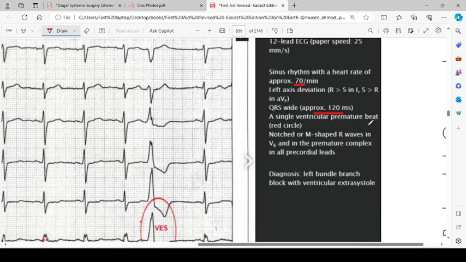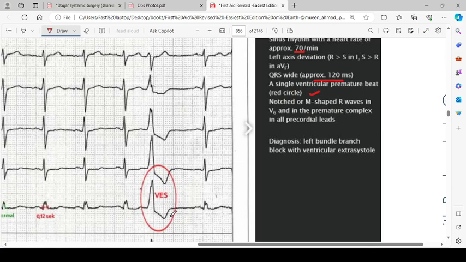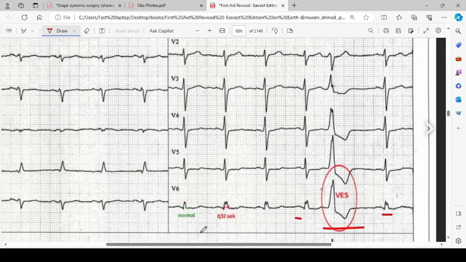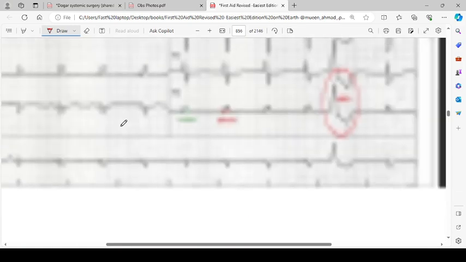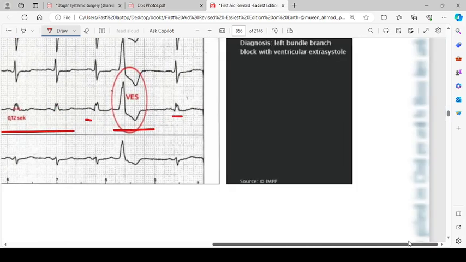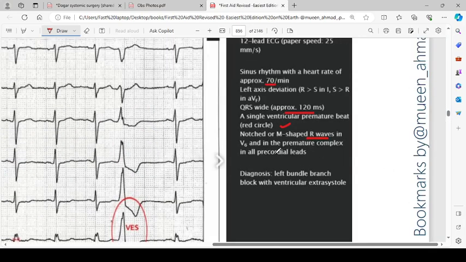Single ventricular premature beat. This is a premature ventricular beat. Notched or M-shaped R waves, as you can see in V6. So M-shaped R waves in V6 are present, like M-shaped QRS complexes are present in V1 and V2 of the right bundle branch block. Then V6 and the premature complex in all the precordial leads. Diagnosis: left bundle branch block with ventricular extrasystole.